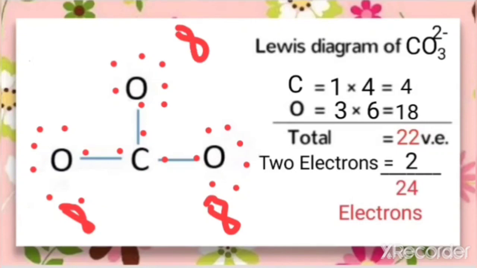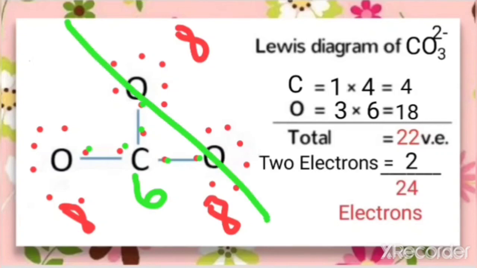What about the carbon? When you count the number of electrons around the carbon, that is this electron, this 2, 3, 4, 5, 6. Carbon has only 6 electrons. So oxygen is satisfied, but carbon is not satisfied. So this is not the correct structure.